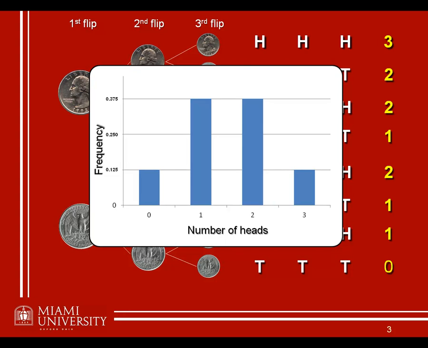So if we look at this, we see that about 37-38% of the time, we expect to see 2 heads come up when we're flipping a fair coin 3 times. And about 12-13% of the time, which is 1 out of 8 outcomes, we're expecting to see 0 heads or 3 heads show up.